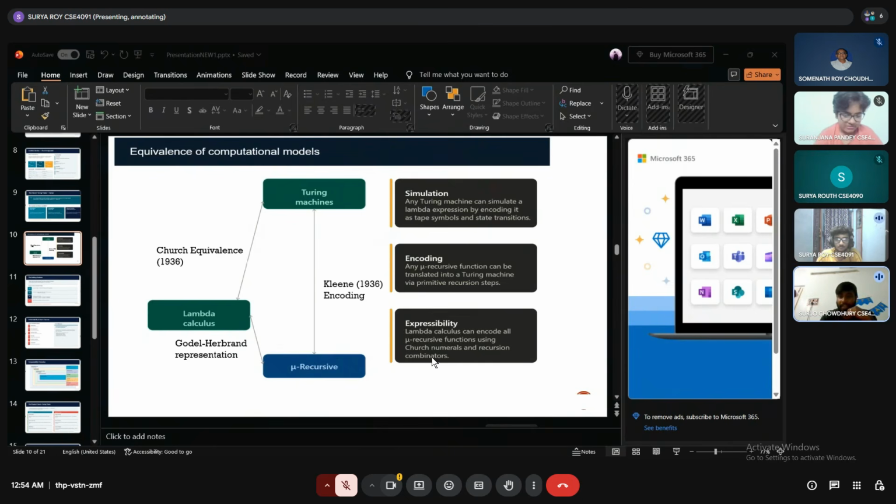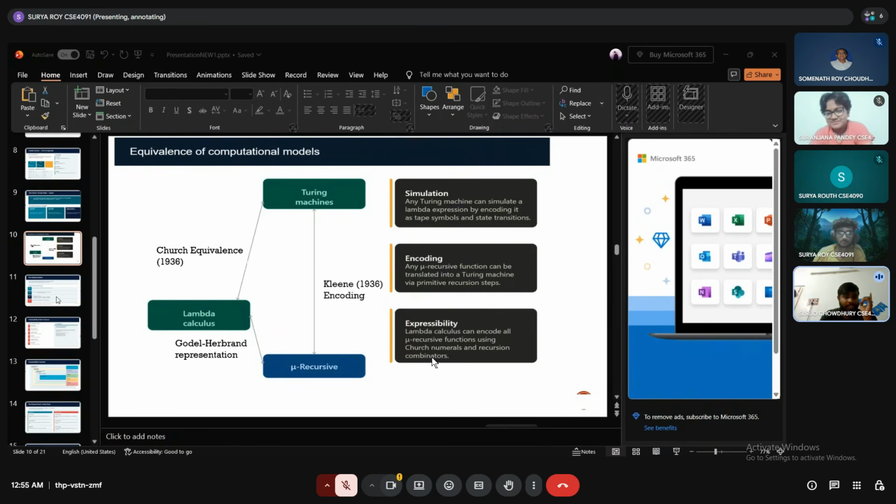Looking at the three aspects, we have simulation. Any Turing machine can simulate a lambda expression by encoding it as step symbols and state transitions. Encoding, any mu recursive function can be translated into a Turing machine via primitive recursion steps. And we have the expressibility. Lambda calculus can encode all mu recursive functions using Church numerals and recursion combinators.